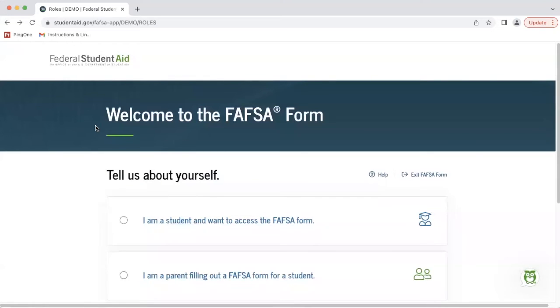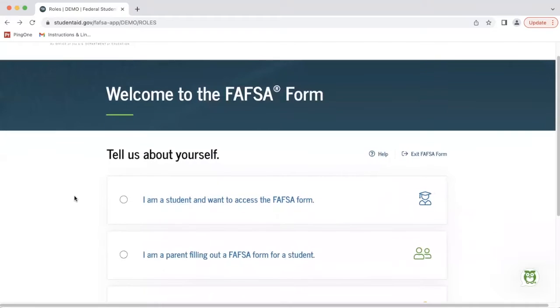To access the FAFSA, you'll go to studentaid.gov, and it'll look like this page here. Now, keep in mind, for today's demo, I'm actually using a demonstration site, so this is not attached to a live FAFSA, and I'll be using some placeholder information as if I were a dependent senior in high school who lives with parents. So that'll be the information that I'll be inputting into this particular FAFSA.